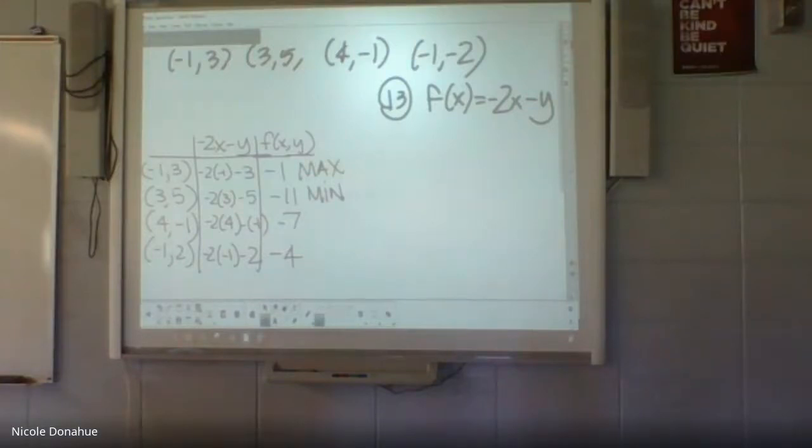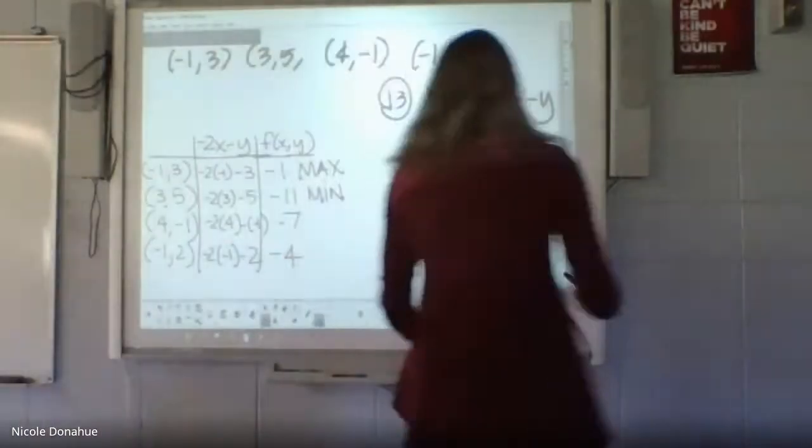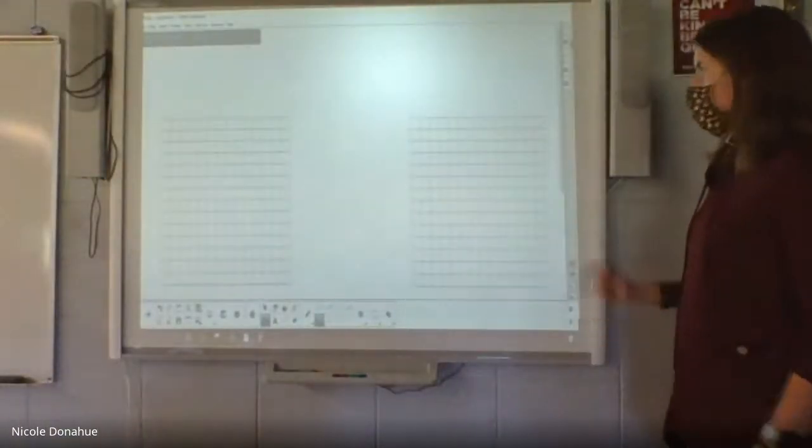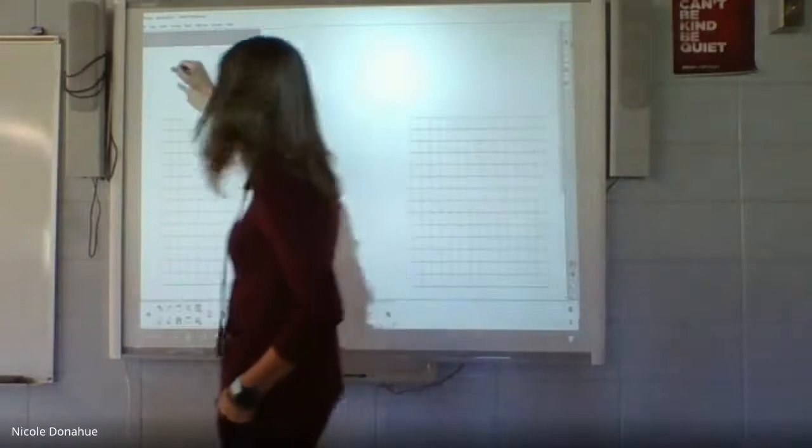And then 17 is one that you actually have to go ahead and graph. I'll show you guys that one. Hopefully you guys figured out where you went wrong on that one, if that was the case. All right, so we need graph paper for 17.